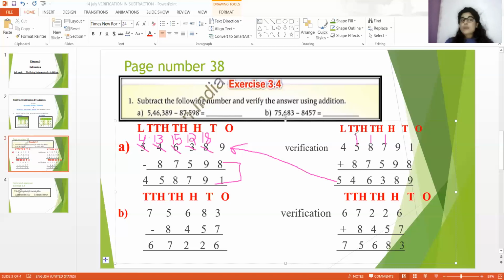So 8 plus 1 is 9, because the bigger number should be added to the carry over. Okay, 8 plus 1 is 9. So keep 9 here and 5 on fingers. 9, 10, 11, 12, 13, 14. So keep 4 here and 1 here. Okay, 4 plus 1 is 5. So I will write 5,46,389. That means the answer is correct. That means the subtraction is correct.